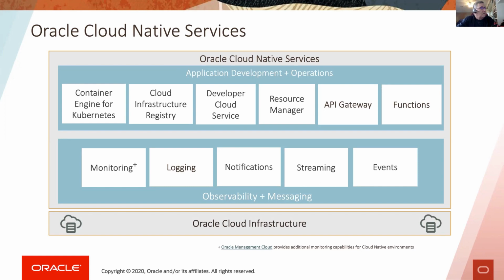Then from an observability and messaging standpoint, you have the monitoring, the logging, which is very similar to FluentD. And then our streaming services, which is backed by Kafka. So it's very similar to if you were using straight Kafka. You add all these things together, and it gives you a nice infrastructure and a nice architecture to deploy your applications on a cloud native platform.